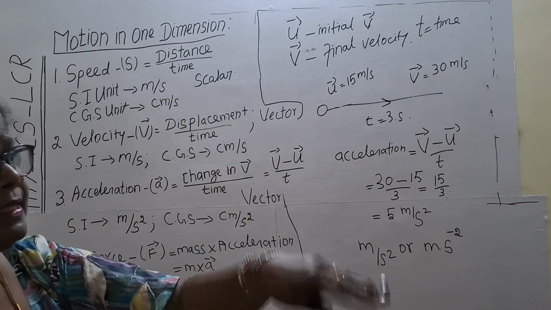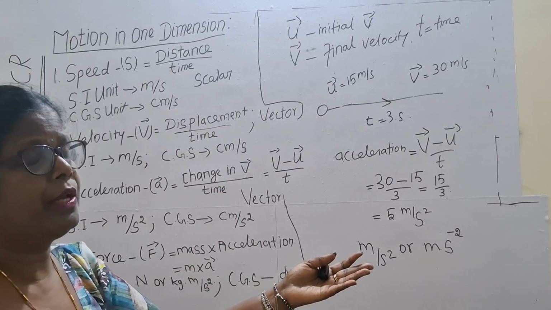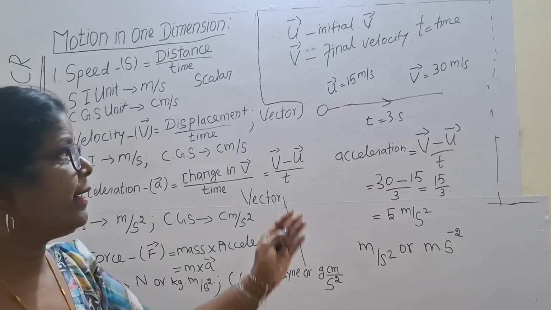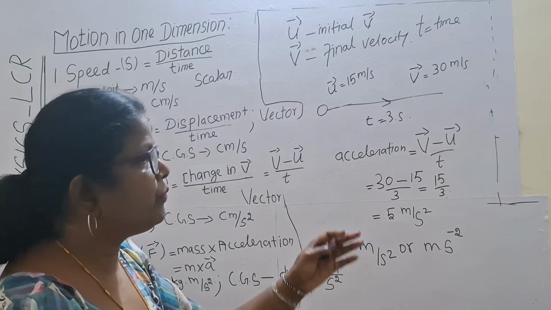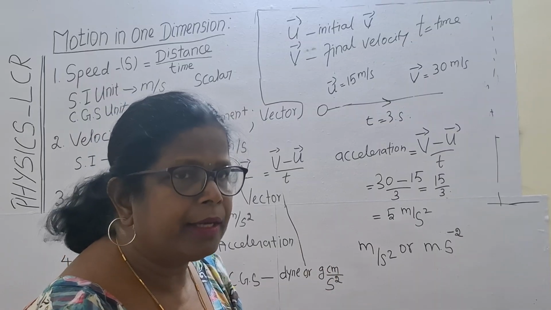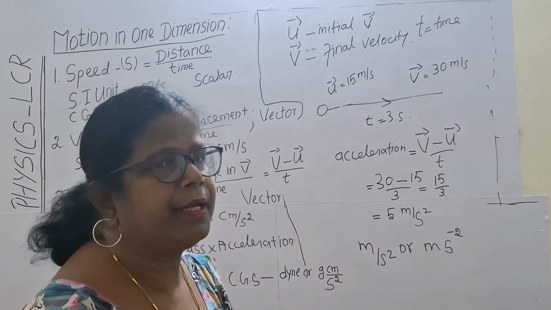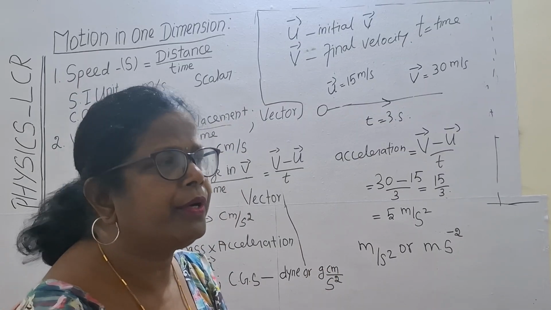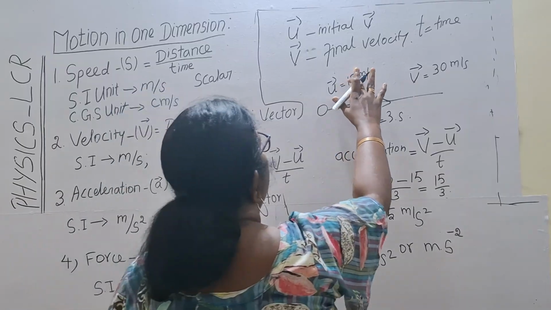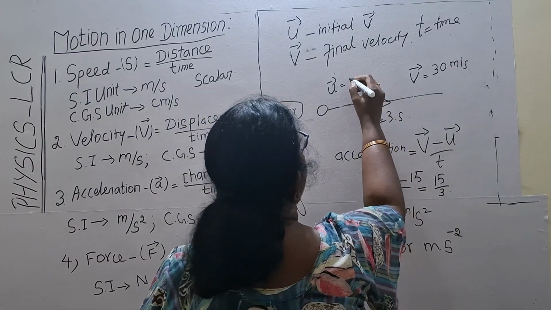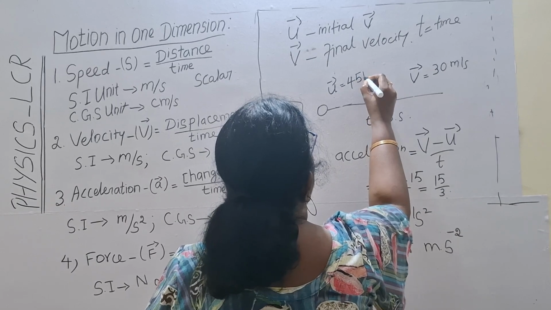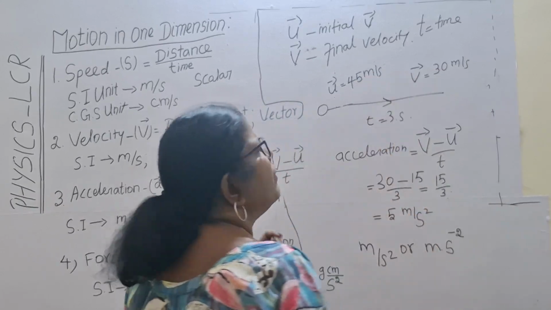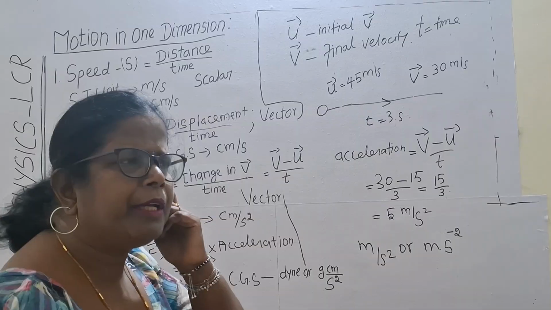Sometimes we are increasing the speed, sometimes we are applying a brake. You are entering a rush place, a crowded place, so you are going to apply the brake, and your speed is going to decrease. Suppose you are moving at 45 meter per second.